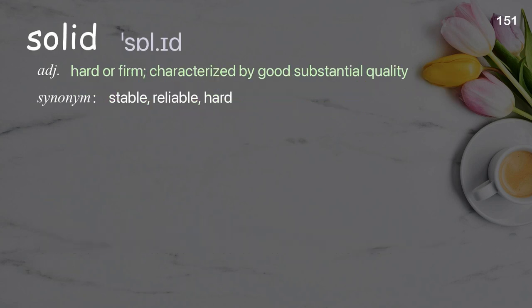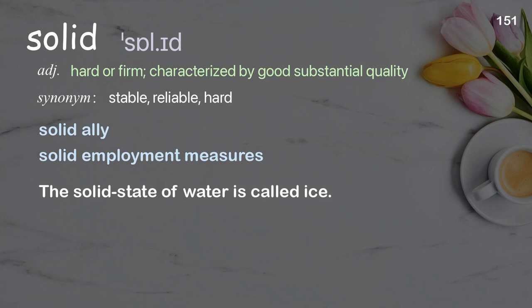Solid. Hard or firm, characterized by good substantial quality. Examples: solid ally, solid employment measures. The solid state of water is called ice.